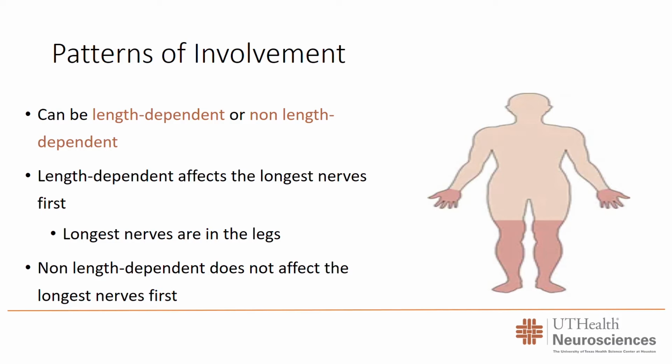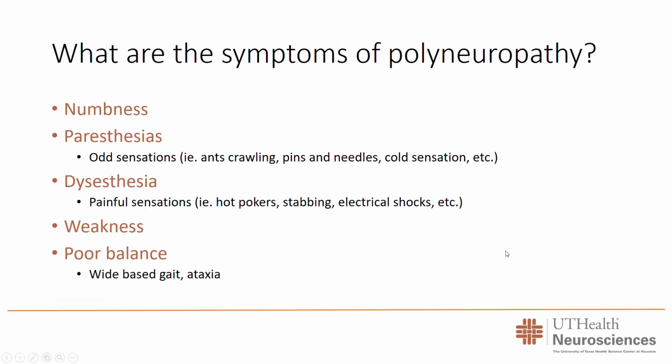We also have some neuropathies that are non-length dependent, and they don't affect the longest nerves first. Some of these patients might notice that their symptoms are worse in their arms than they are in their legs. So what are the symptoms of polyneuropathy?